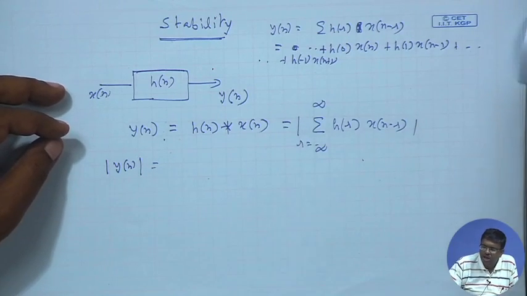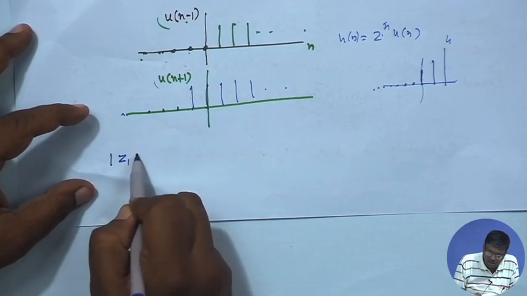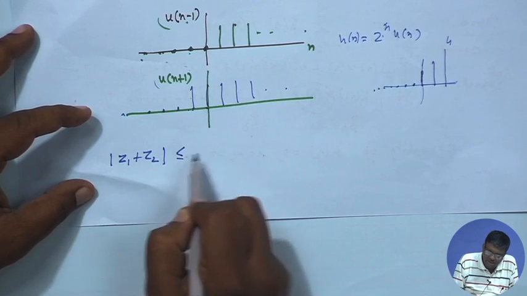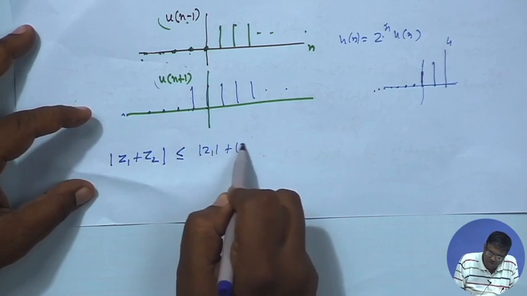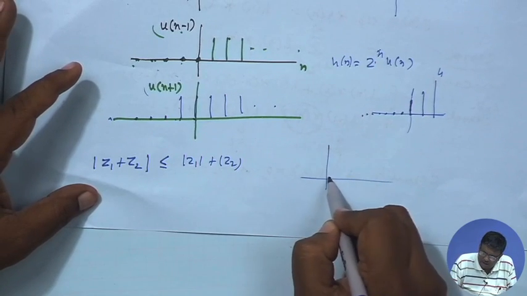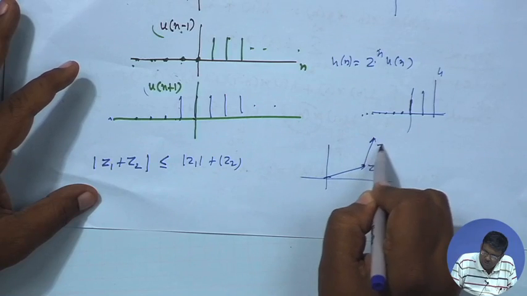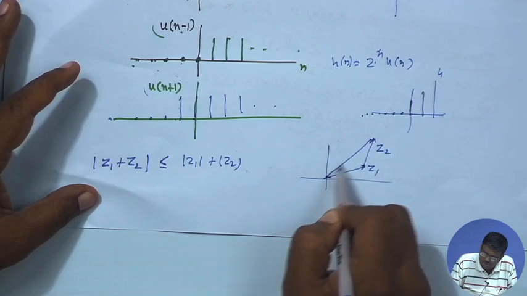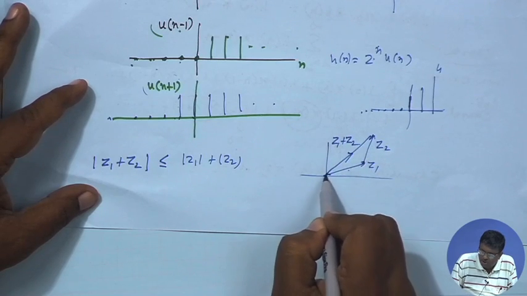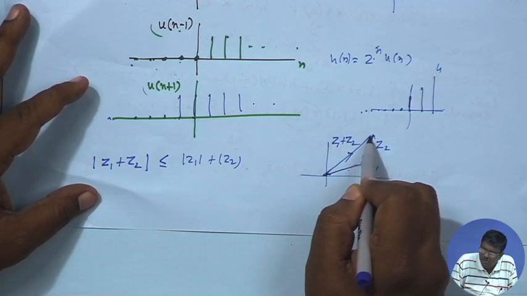But there is a triangle inequality, that is, mod of two numbers, in general complex, but they could be real. Mod of z 1 plus z 2 is less than or equal to mod of z 1 plus mod of z 2, which follows very easily, because any complex number, say z 1 and another z 2, is by vector sum z 1 plus z 2. Mod of z 1 is this length, mod of z 2 is this length, and mod of z 1 plus z 2 is this length.